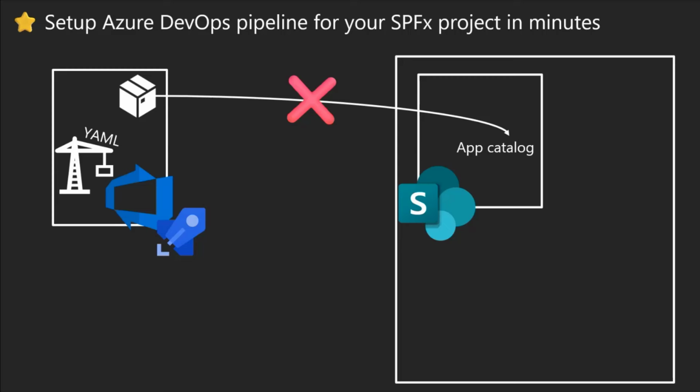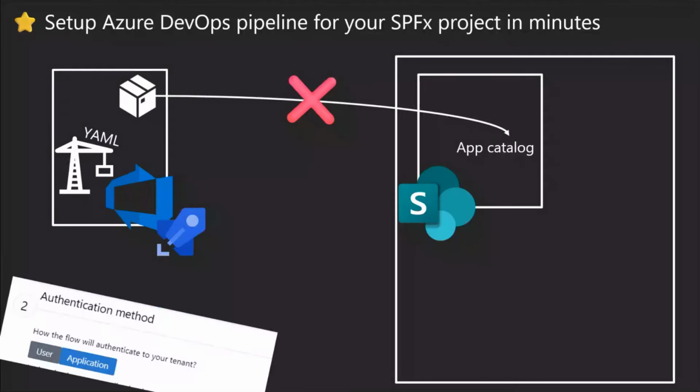It's the same thing as what you would do manually. You need to log into SharePoint to drag and drop this package, and the Azure DevOps pipeline needs to do the same. It needs to log in to your SharePoint tenant to be able to do it. And you have two possibilities, as I said, user or application.